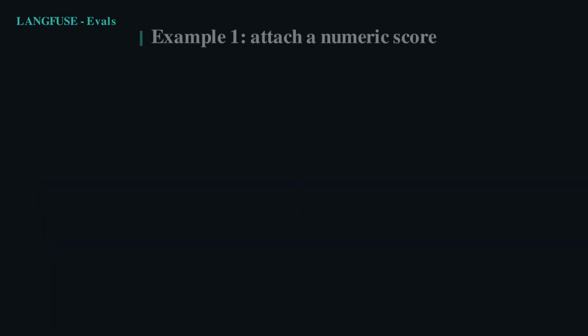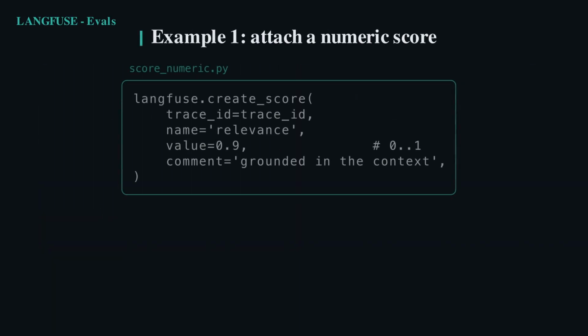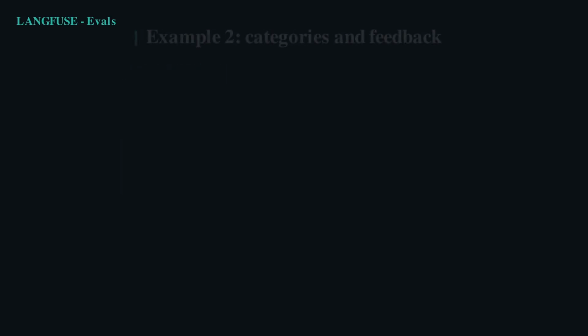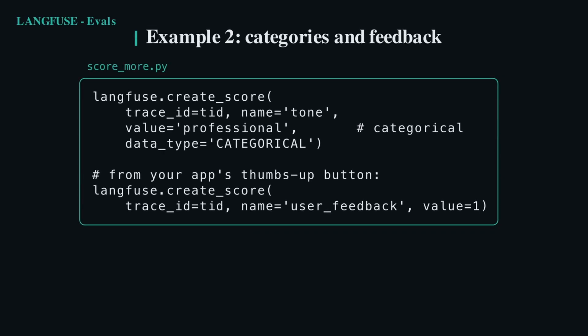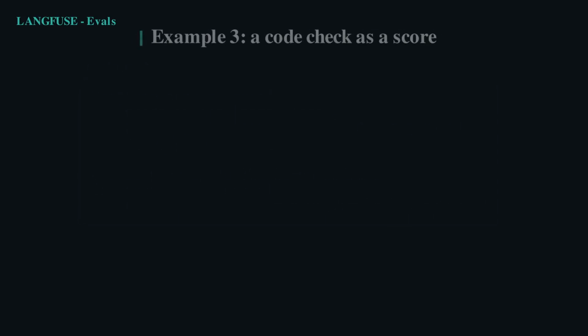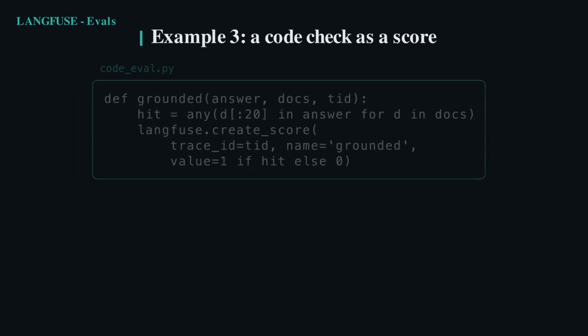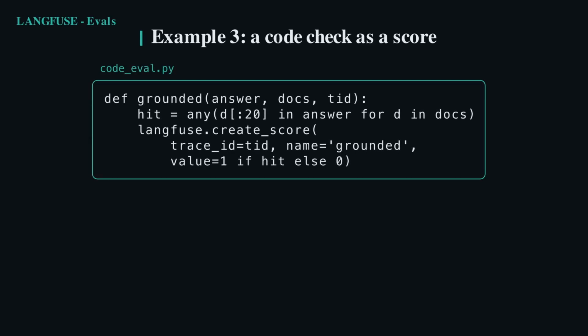A programmatic score is one call. Give it a trace ID, a name, and a value. It shows up on that trace and in your dashboards immediately. Scores do not have to be numbers. A category captures things like tone, and the very same call records a thumbs up from a real user in production. Deterministic checks make great scores too. Here are simple grounding checks that flag answers that do not reuse any retrieved text.